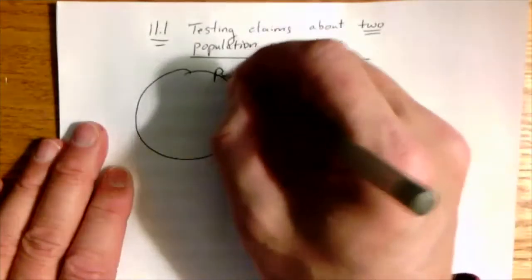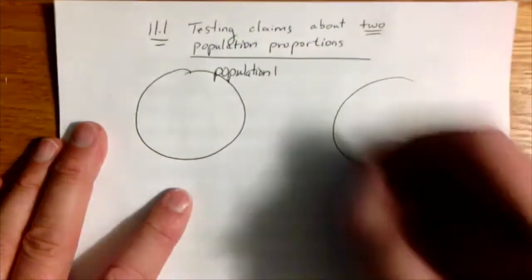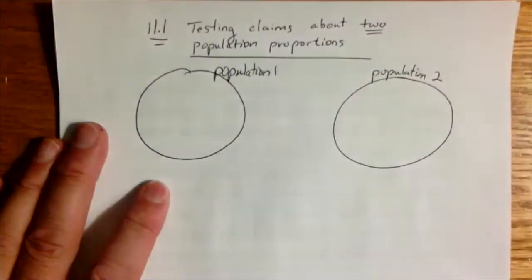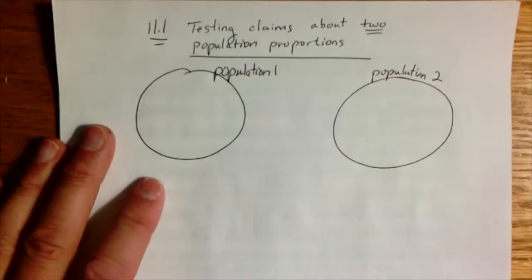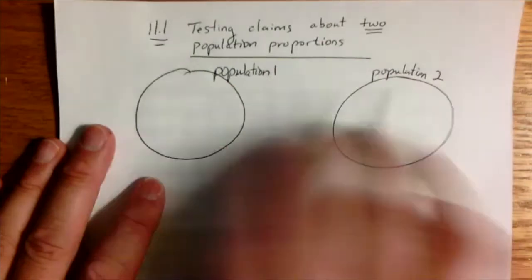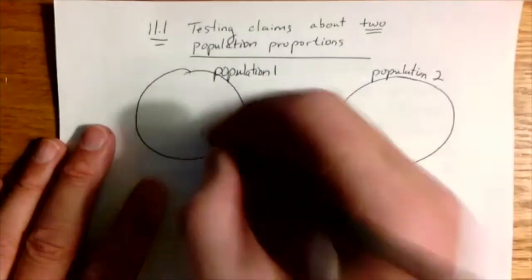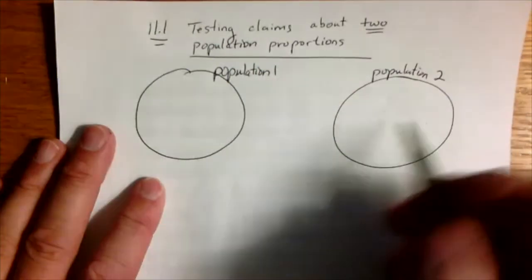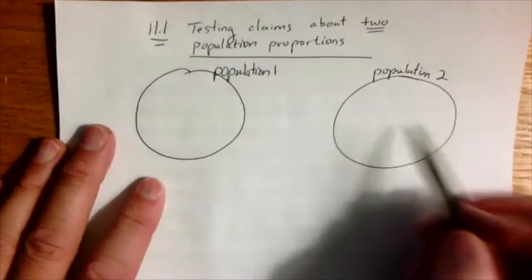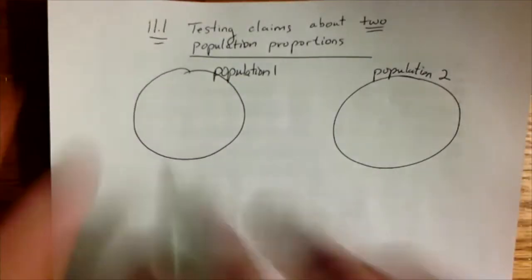We have one population here, population 1, and then we have another one over here, population 2. These have to be disjoint populations. We don't want people from both populations to be in here. So these are independent or disjoint populations, generally: males and females, Christians and non-Christians, those with type O blood, those with type A blood. They're mutually exclusive groups. You don't want to have subjects in both.